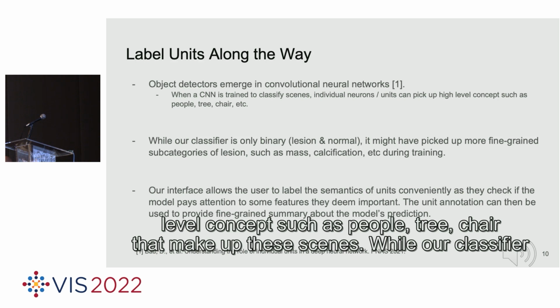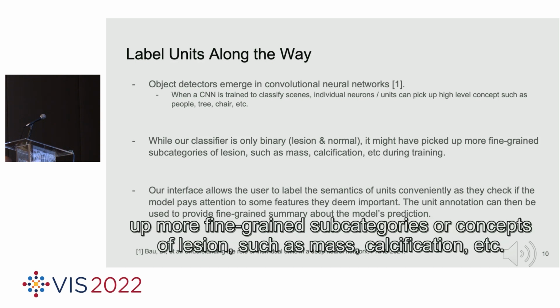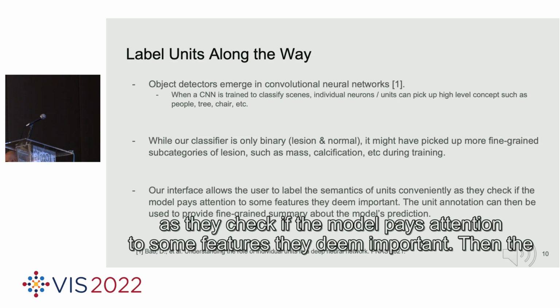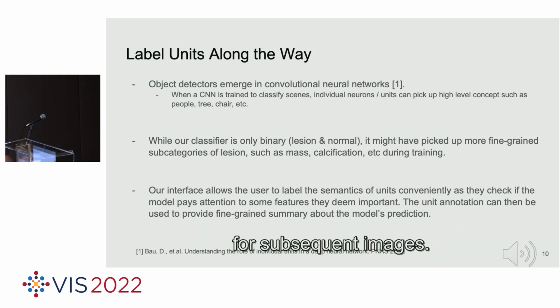So while our classifier is only binary, it's possible that those neurons may have picked up more fine-grained subcategories or concepts of vision, such as mass classification. And in our interface, we allow the user to label the semantics of units conveniently as they check if the model pays attention to some features it deems important. Then the unit annotations can be used to provide a finer-grained summary about the model's prediction in subsequent images.